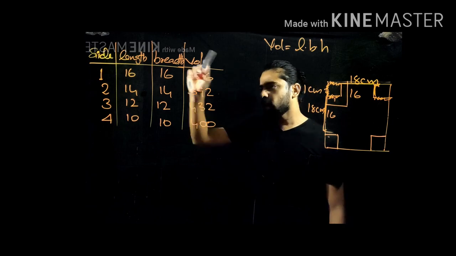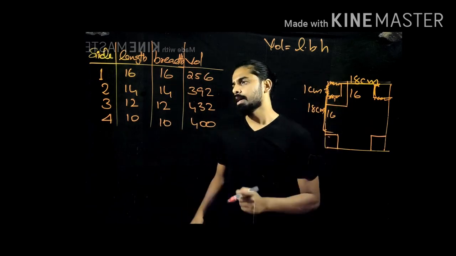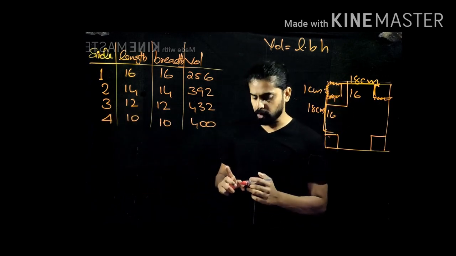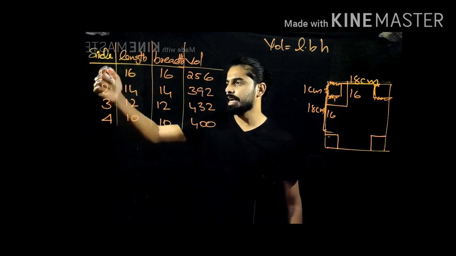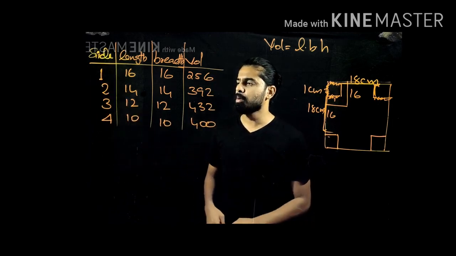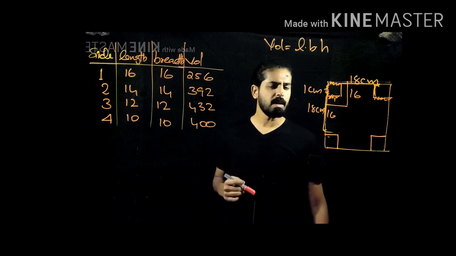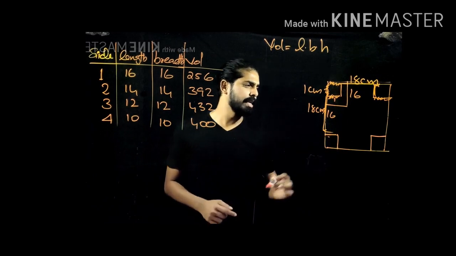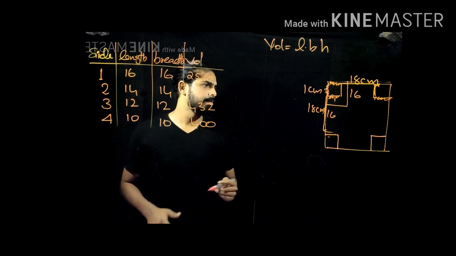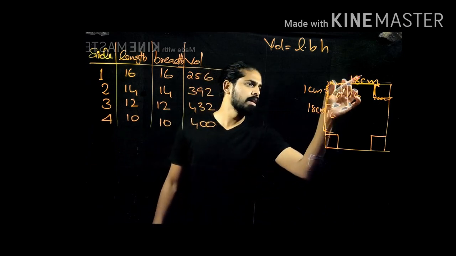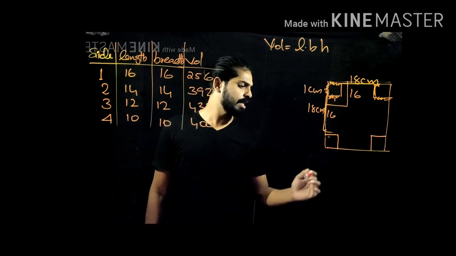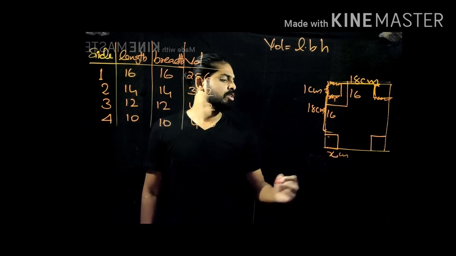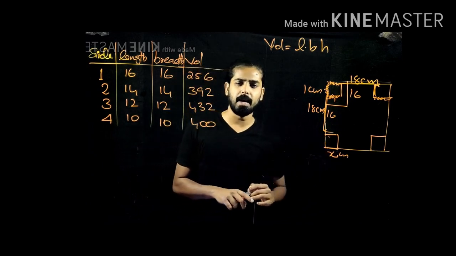So maybe the volume of this box will be maximum when the side of the square to be cut off is 3, but we are not sure since I have taken only the integers. Maybe the answer is 3 or somewhat close to 3. Then what I'm going to do is mathematically model this problem. Since we don't know what the side of the square to be cut off should be, let's take the side to be x centimeter.